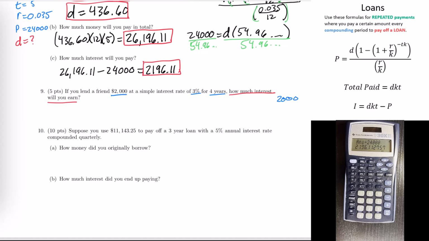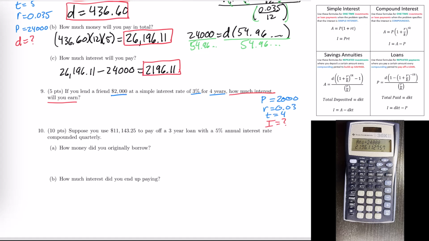So that lending is happening at the beginning of the situation, and so that means that that is P. Then the interest rate is going to be 0.03, the time is going to be 4, and the question is how much interest will we earn? So we're looking for interest. If we go through our formula questions, our first question is, does the problem say simple interest anywhere? And it does, and so that means that we're just going to be using a simple interest formula.